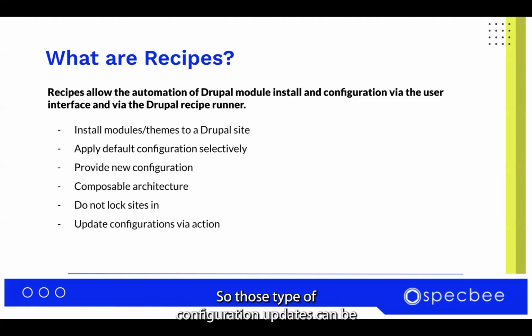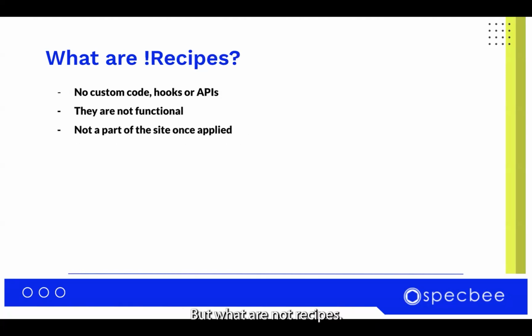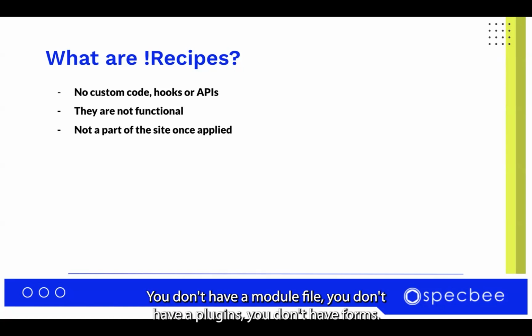So those types of configuration updates can be applied via the configuration actions. But what are not recipes? What can recipes not do? Recipes do not have the privilege or functionality to provide any kind of hooks or APIs or any kind of custom code. You don't have a module file, you don't have plugins, you don't have forms. You cannot have the generic Drupal module structure inside a recipe. It does not provide you any custom functionalities or custom code or custom hooks or any kind of APIs.